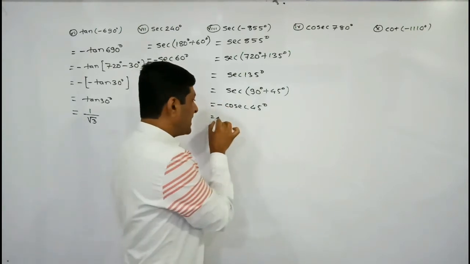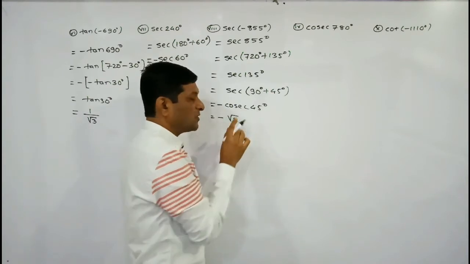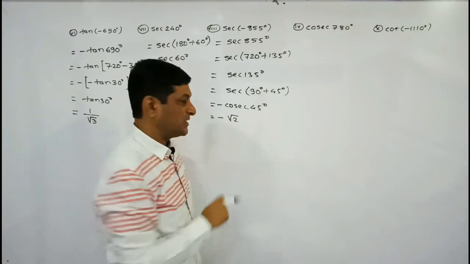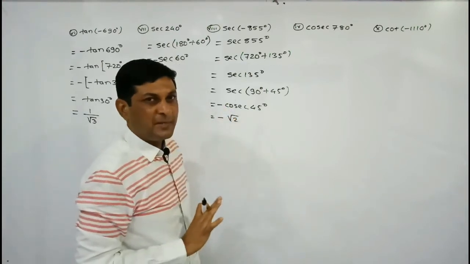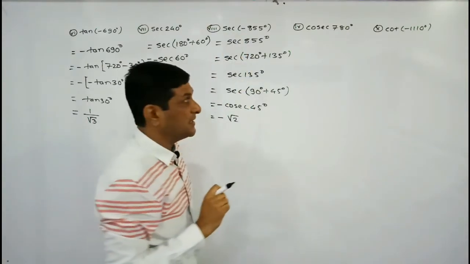45 degree. So minus keep it as it is. Cosec 45 will be equal to what? Root 2, because sine 45 is 1 by root 2 and cosec is its reciprocal. So its value will be equal to minus root 2 will be the value of sec minus 855 degrees.